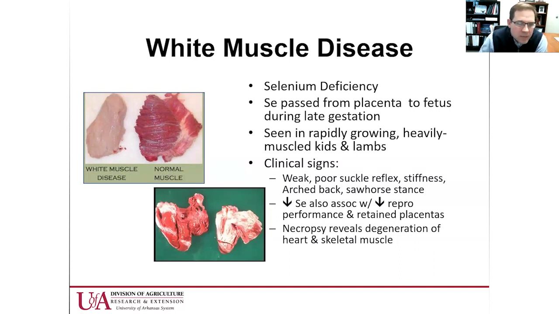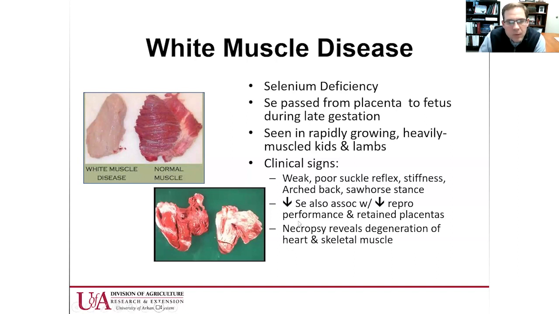But early clinical signs of the disease, when it's affecting skeletal muscle, we're just going to see an animal that's weak and lethargic. They don't want to move. They act stiff, oftentimes maybe like they have tetanus. They'll be in a sawhorse stance or have an arched back, but they just don't want to move because of the muscle issues that are occurring.